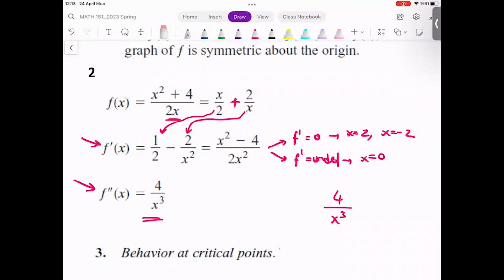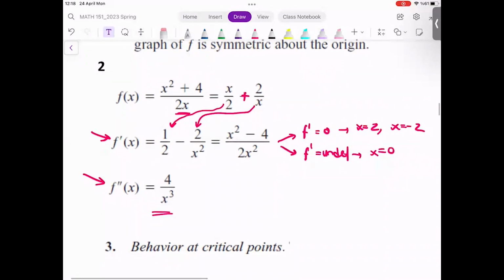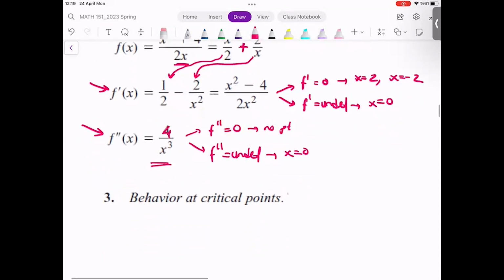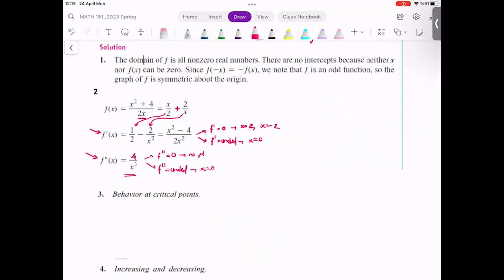And then you also need to find the critical points of the second derivative function. We will need it to detect the concavity, okay? So let's see. Where is it 0, where is the second derivative function undefined? It is never 0 as you always have 4 in the numerator, so no point comes from here, but it is undefined when x equals 0. Okay, so let's see what we have. We computed these critical points: 2, minus 2, 0. 0 appeared once again for the second derivative.